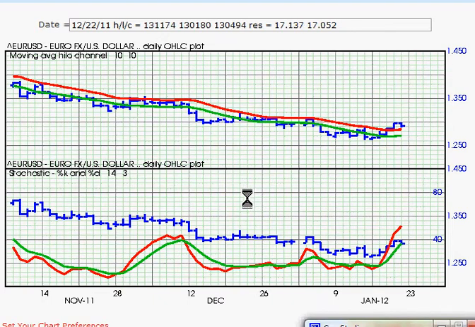We're going to take a look at the Forex charts real quick here. And this is the EUR USD pair. In the top chart here we have the 10-10 bands, and in the bottom chart we have stochastics.